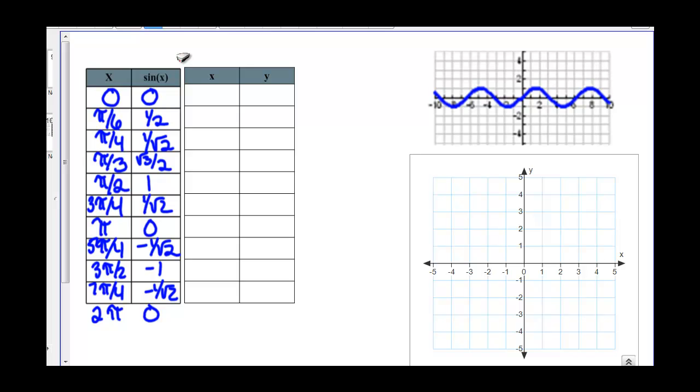Hopefully you recall that when you take the inverse of a function, so if we're looking for y equals the inverse sine of x, what this means is that we take our x's and our y's and we switch them. So this column comes over here to be our y's, and this column comes over here to be our x's.